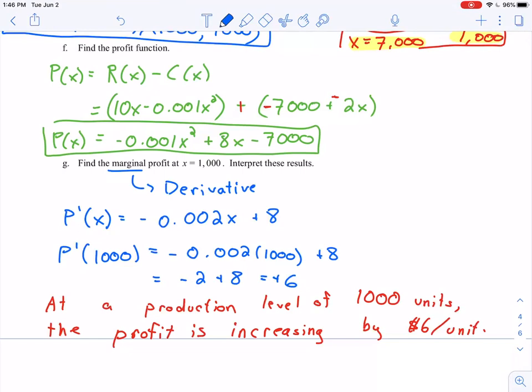So take a look at a handful of these problems. What I'm really interested in is you being able to find marginal cost, revenue, profit functions and then talk about what they mean. That's going to be the type of question that I ask you on the quiz or the exam.